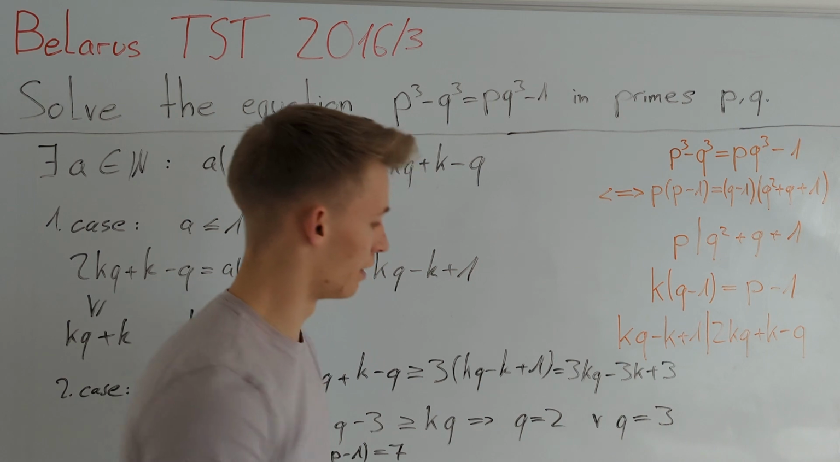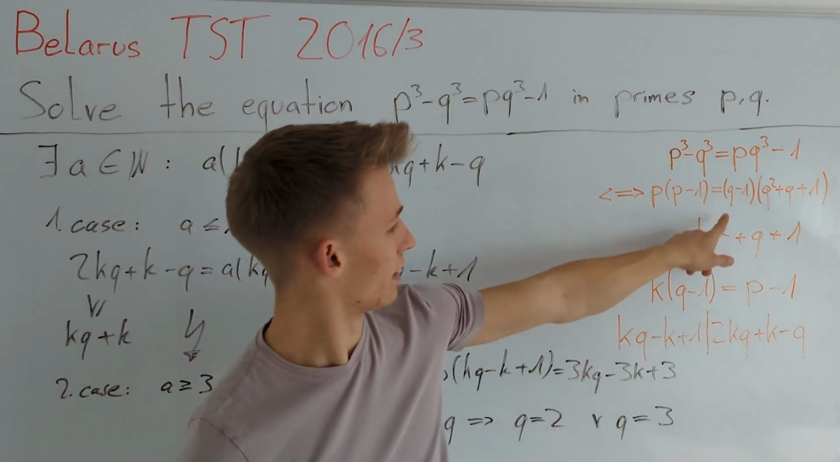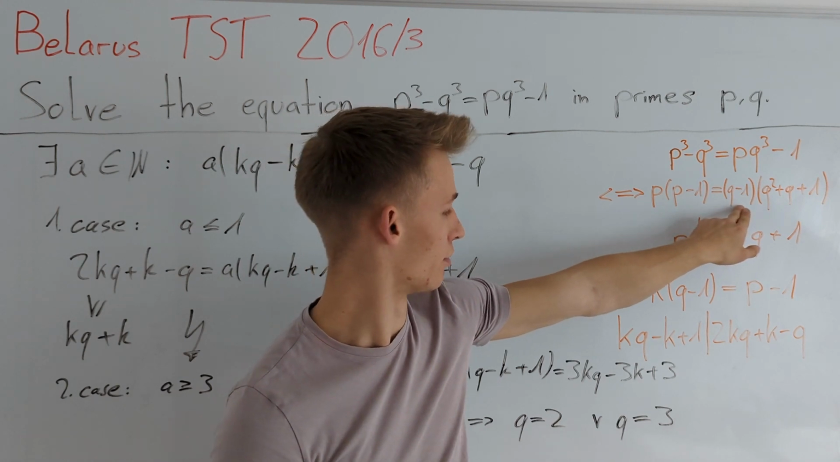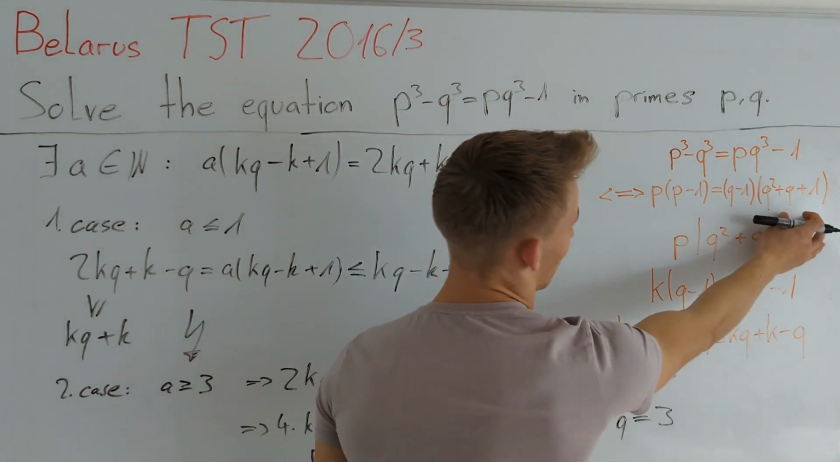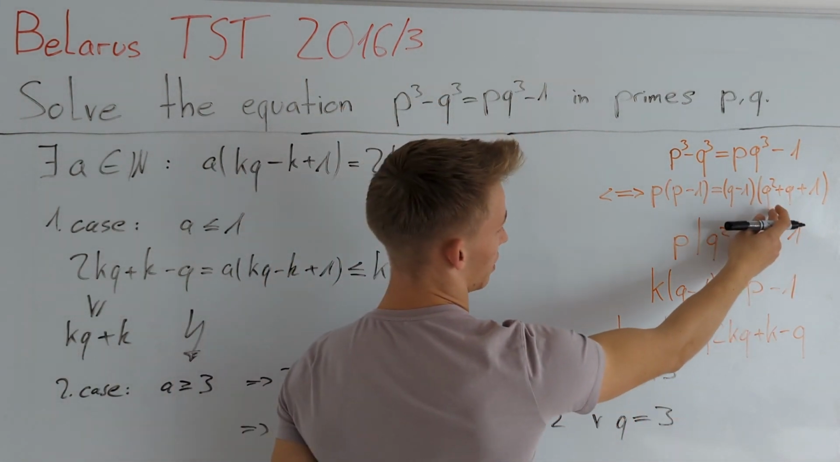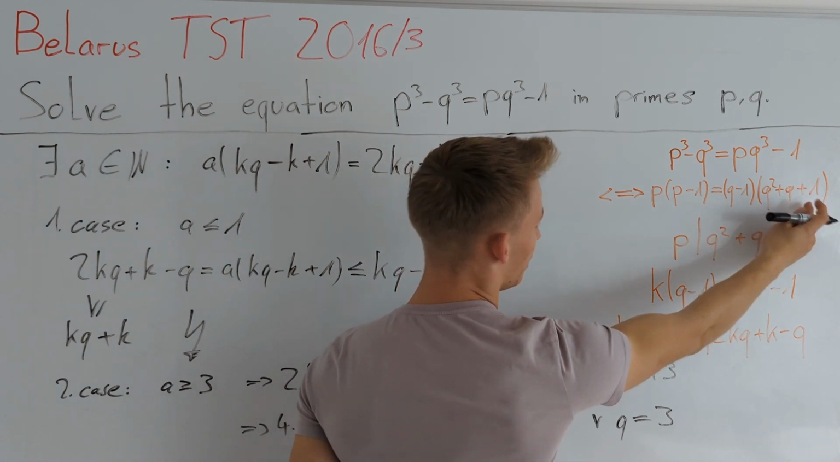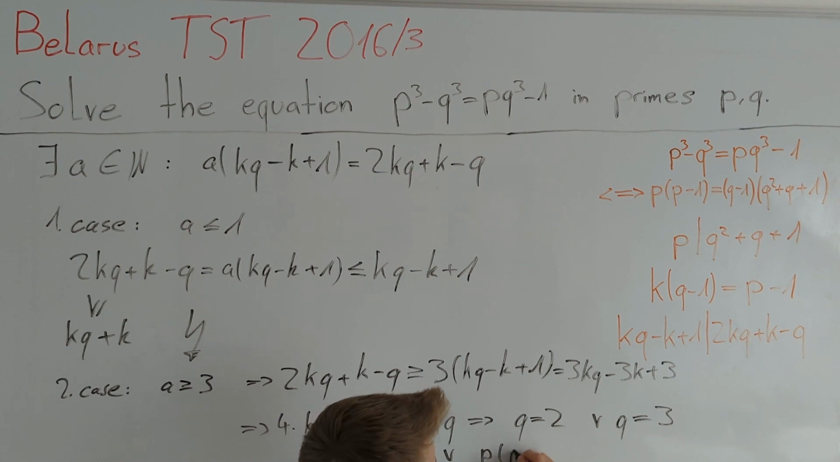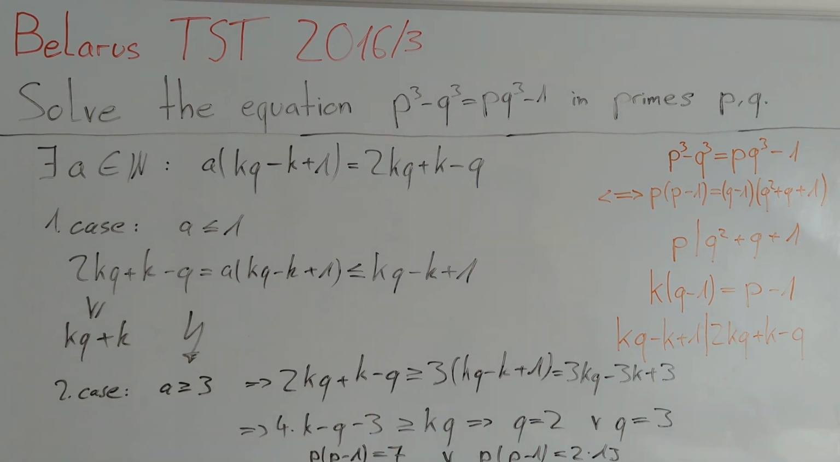On the other hand, if q is equal to 3, we get 3 minus 1 as this factor, so this factor is equal to 2, and on the other side we get 3 squared, which is 9, plus 3 plus 1, which is 13. So our second case is that p times p minus 1 is equal to 2 times 13, and this case is also impossible. Therefore, in the case that a is greater than or equal to 3, we also get a contradiction.